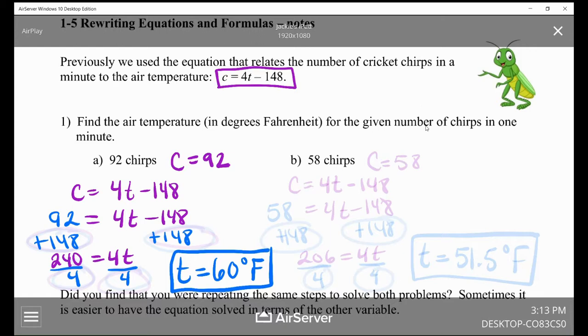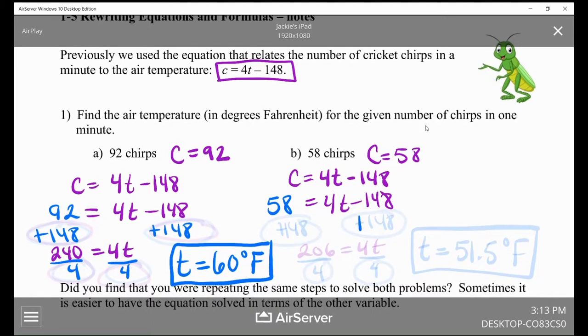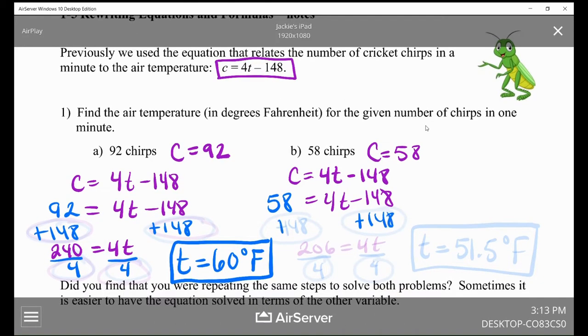Let's do that again. This time for B, we want to find the temperature when we hear 58 chirps in a minute. So C equals 58. Again, we're using the formula C equals 4 times T minus 148. Substitute the value of C equals 58 into the formula. To solve, we'll add 148 because we're currently subtracting it.